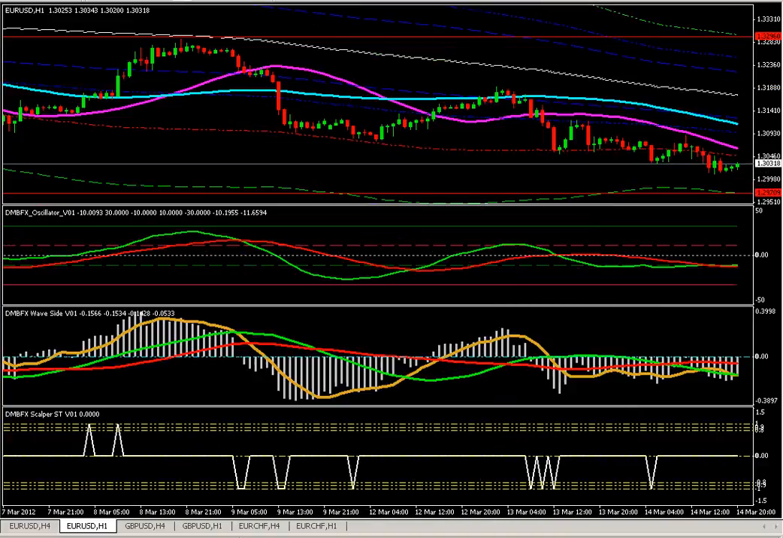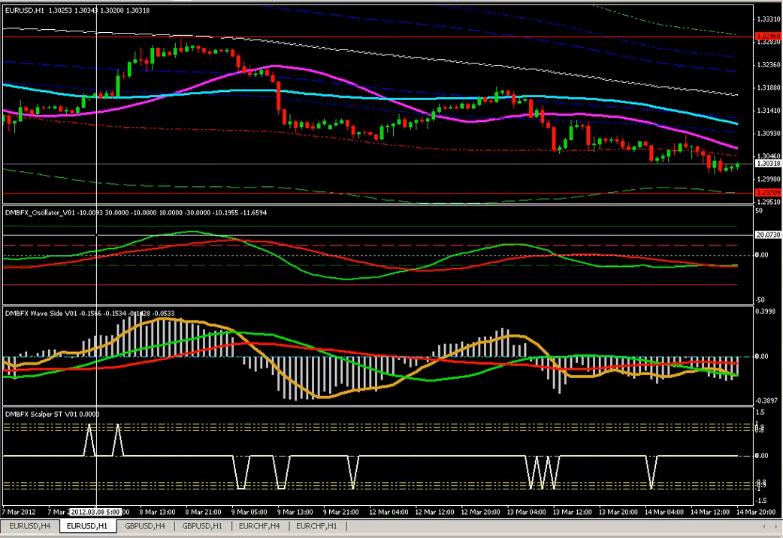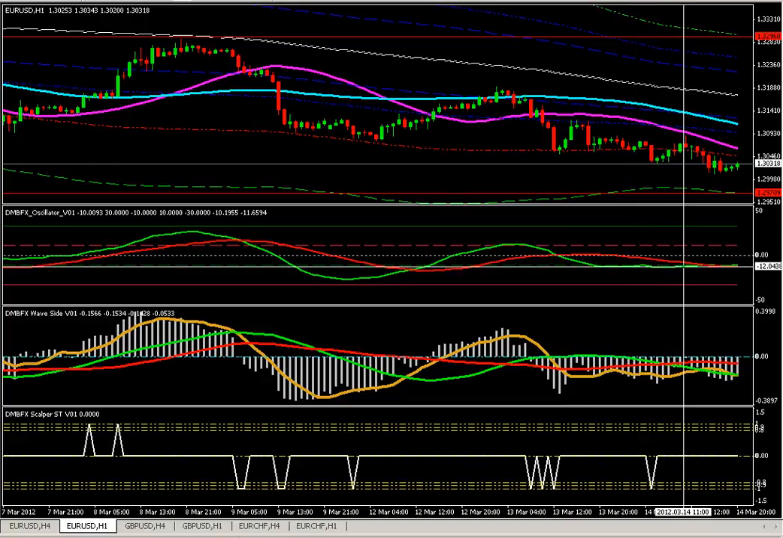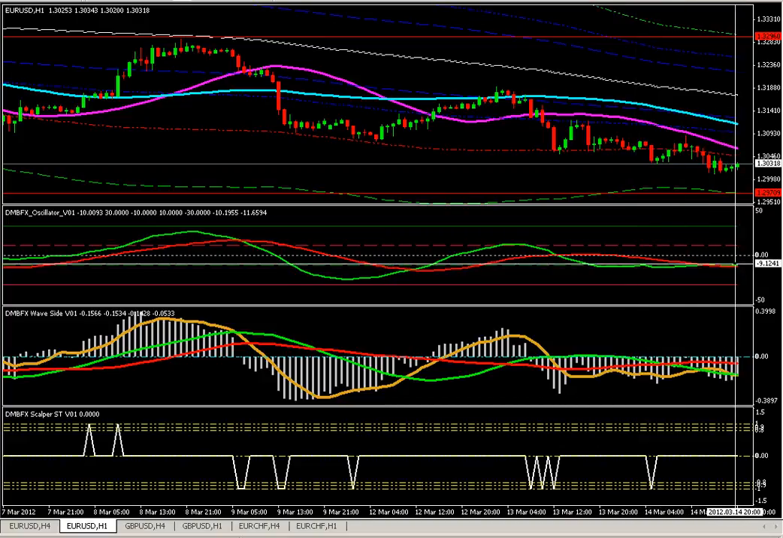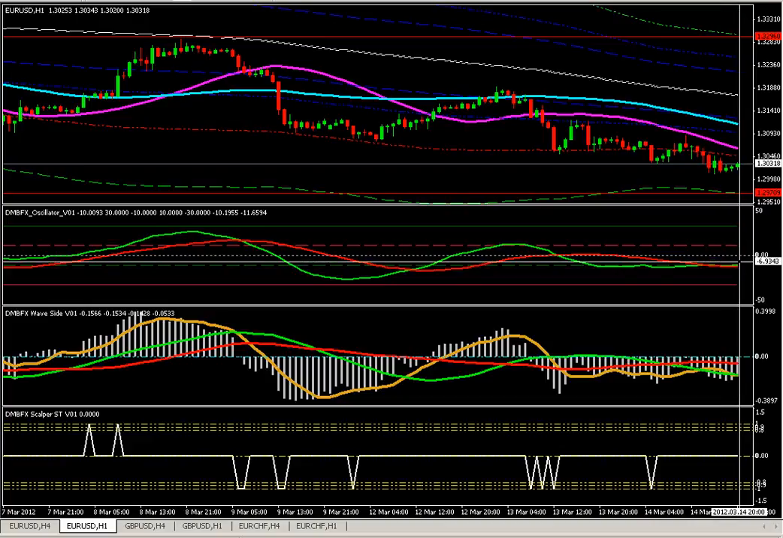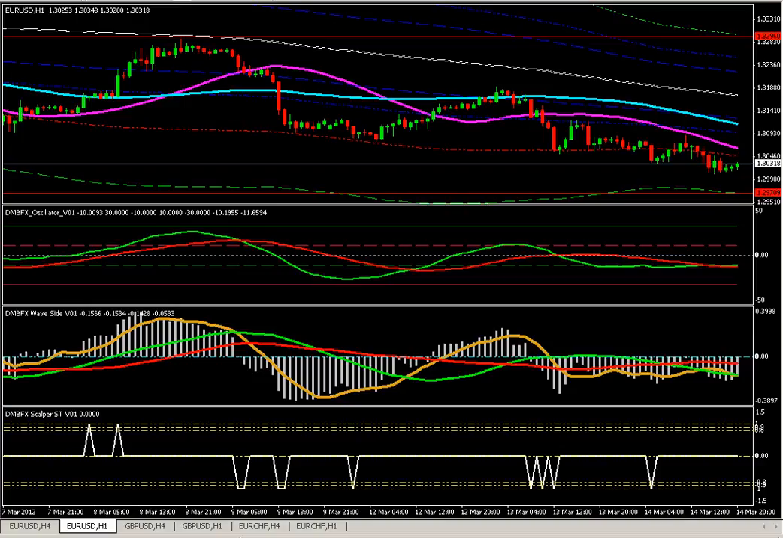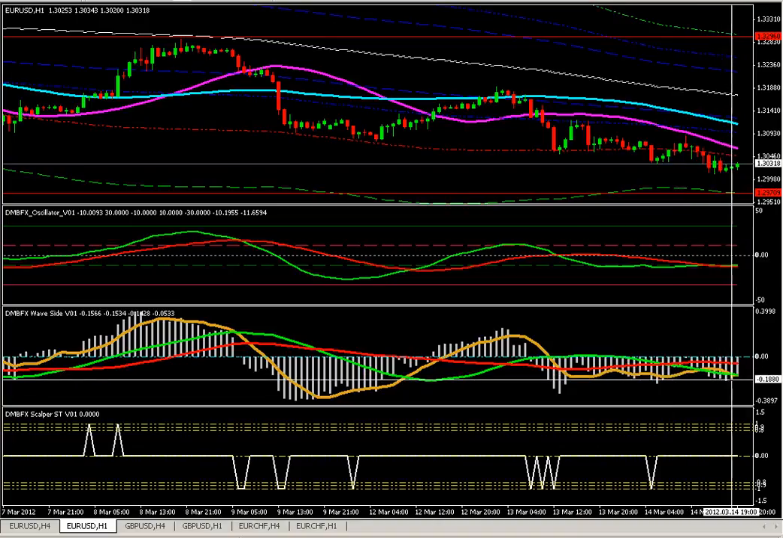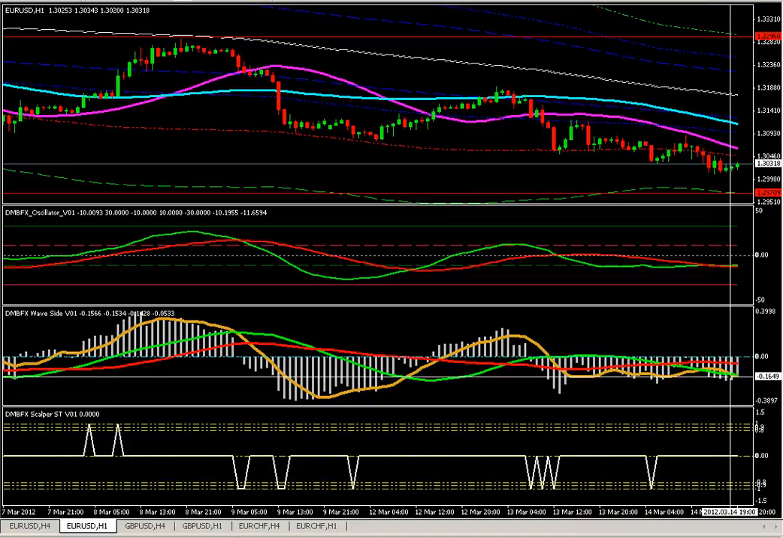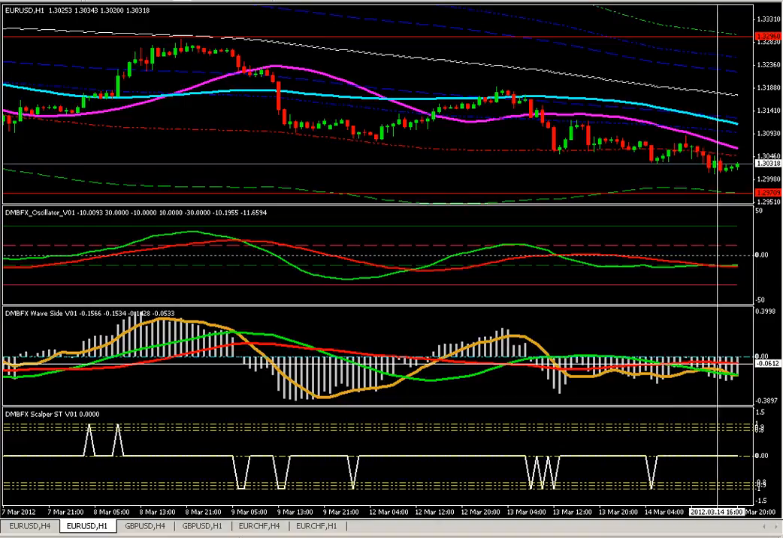Moving on to the hourly chart, we see that in the oscillator indicator, we are still pretty much in the bearish channel, although we are slowly but surely coming up to the neutral that we see here. If we move on to the wave index, you'll obviously see that we are pretty much on the negative side at the moment, with both the golden line and the green line pretty much even leveled. However, we see the red line still hovering above.